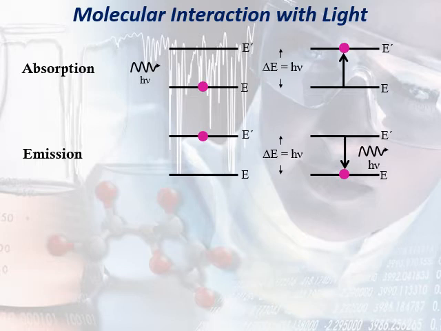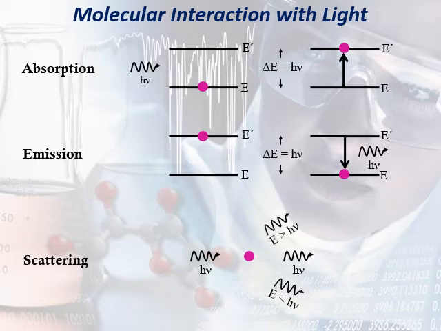Apart from absorption and emission, another process that can take place is scattering. In this process, when a photon interacts with the molecule, there can be two possibilities: the photon gets scattered without any change in energy, or the photon gets scattered by changing its energy. In the second case, the scattered photon can have energy less than the incident photon by giving some of the energy to the molecule, or in another case the scattered photon can have energy greater than the incident photon by taking some of the energy from the molecule. This process is known as scattering.